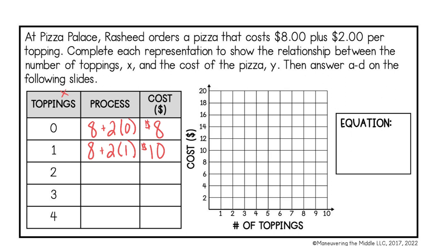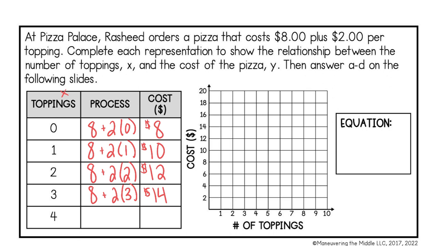Let's say he gets pepperoni and mushrooms. That sounds good. He's going to pay the $8 for the pizza plus 2 times each topping. So he's going to do 2 times 2, which is 4, plus 8 is 12. So it'd be $12. Now he gets pepperoni, mushroom, and pineapple. So he's going to pay $8 for the original, plus 2 times however many toppings, and he got 3 this time. So 2 times 3 is 6, plus 8 is 14.